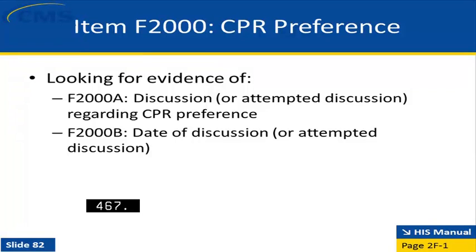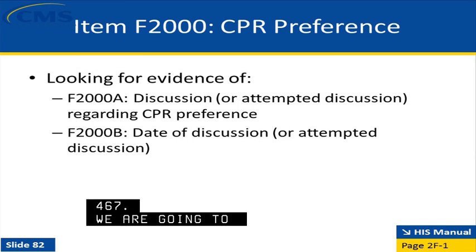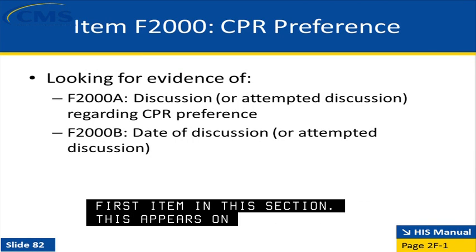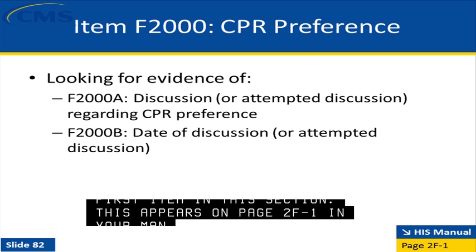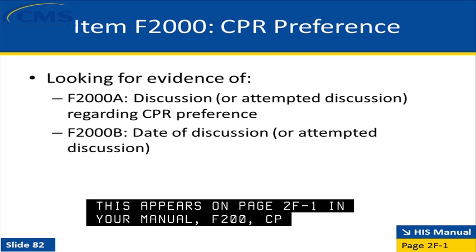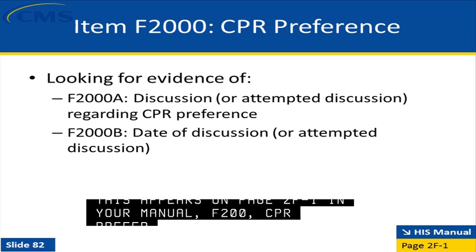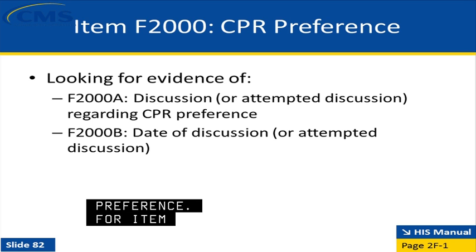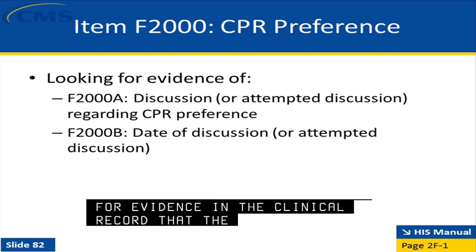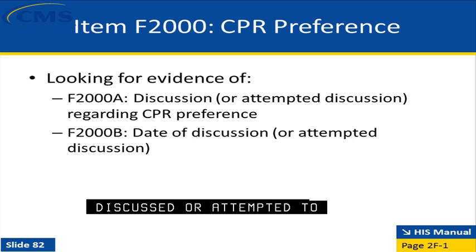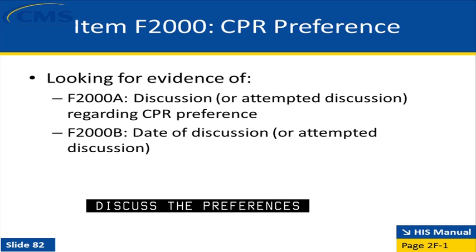Okay, so we're going to start with the first item in this section. This appears on page 2F-1 in your manual, and it's item F2000, CPR preference. For item F2000, you're looking for evidence in the clinical record that the hospice discussed or attempted to discuss the preferences regarding CPR with the patient or responsible party.